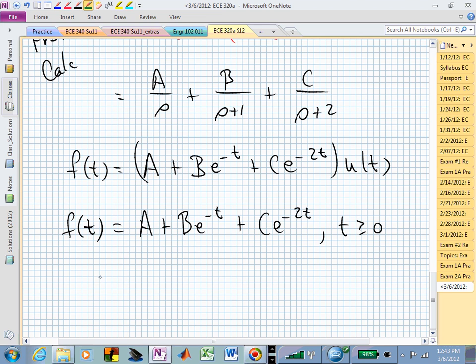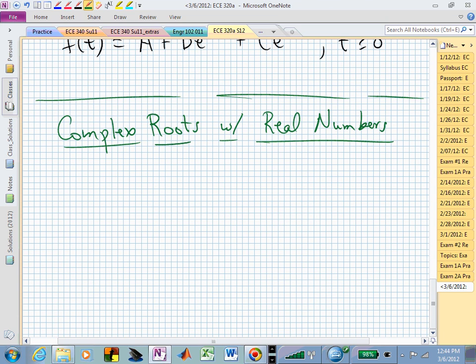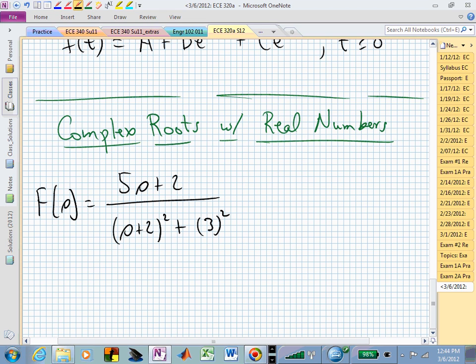Where were we? Let's now look at the first topic on our list of topics, and that was to examine these complex roots in terms of partial fraction expansion when we have real numbers. I'm just going to walk through an example and hope that it makes sense. Suppose that you have 5s plus 2 in the numerator, and in the denominator somebody has generously given you the following structure: (s plus 2) quantity squared plus 3 squared.